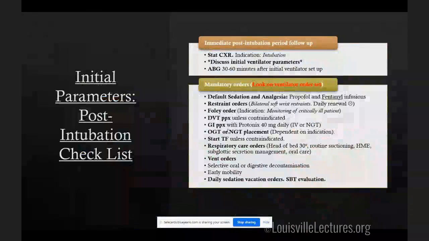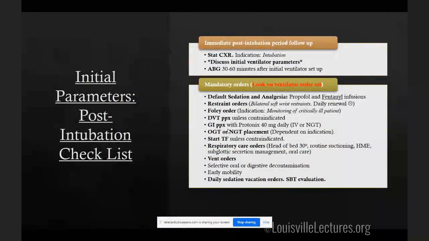So congratulations. The patient's been intubated. Again, we've talked about how you intervened. Now you need to make sure that your intervention has been satisfactory. So what should you know when the fellow or the resident has intubated the patient? You should order a stat chest x-ray for the indication of intubation. You should discuss the initial parameters with the intubator.